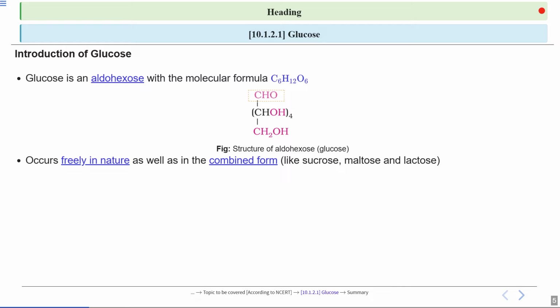Now, glucose is found both freely in nature and in combined forms. For example, it is present on its own in some foods, but it also forms part of larger sugars like sucrose, maltose, and lactose. If you see some natural sources of glucose, it is especially abundant in sweet fruits, ripe grapes, and honey.